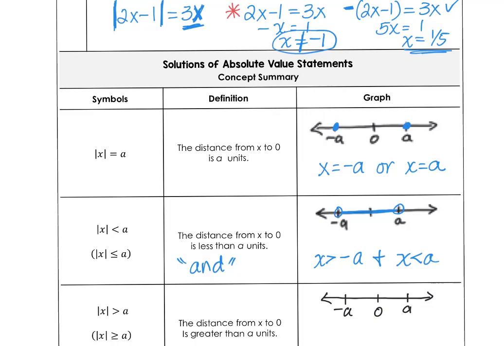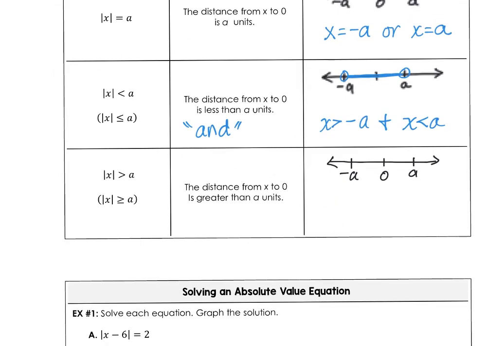And then the last example, the absolute value of x is greater than a. This is an or statement. It's a disjunction. So the arrows and the solutions are going to go to the right infinitely or to the left infinitely from a. So either x is less than negative a or x is greater than a.